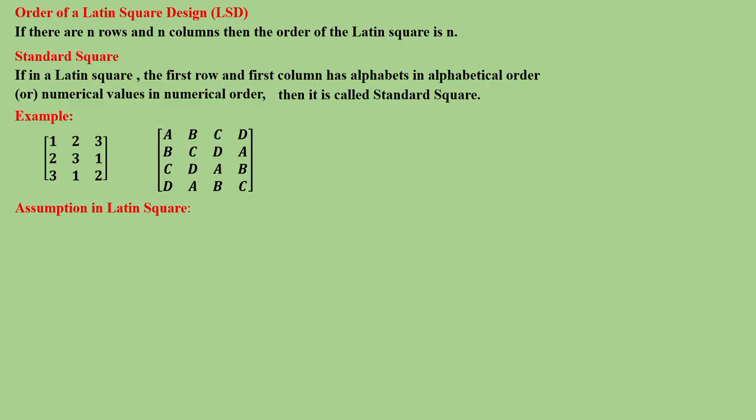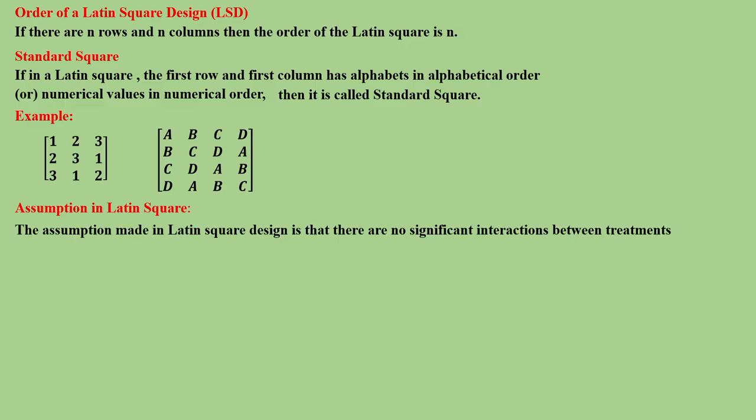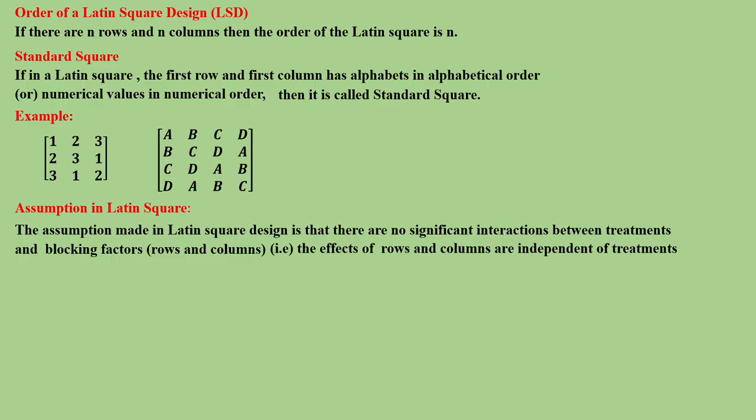Assumption in Latin square. The assumption made in Latin square design is that there is no significant interaction between treatments, right? And blocking factors, rows and columns. So there is no interaction. So different types of varieties, whatever it is, numbers we are having, right? That is why there is no interaction. The effects of rows and columns are independent of treatments.